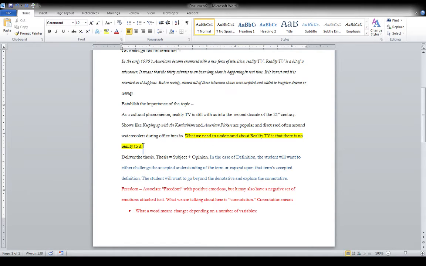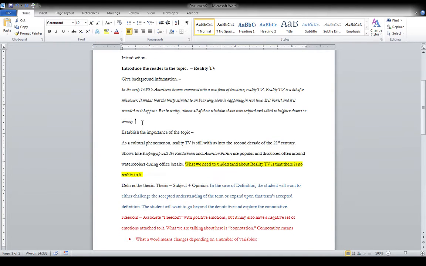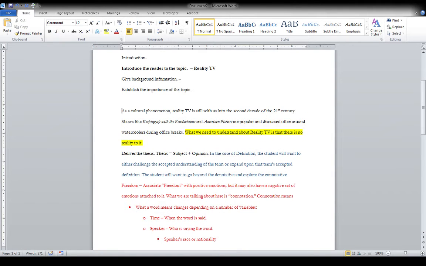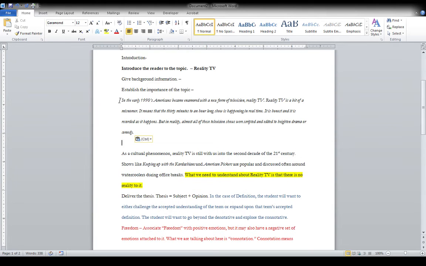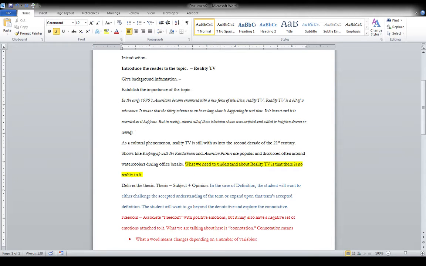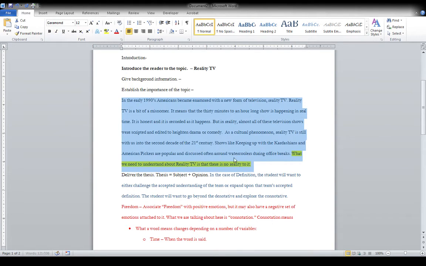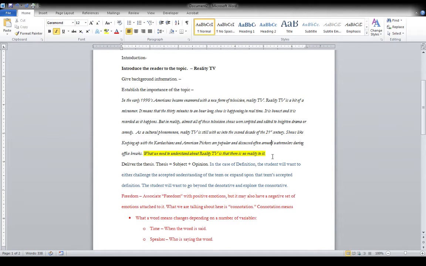So if I put these two sections together, I have a model introduction for a definition paper on reality TV. And it's really that easy a concept. It's really that easy to set up.